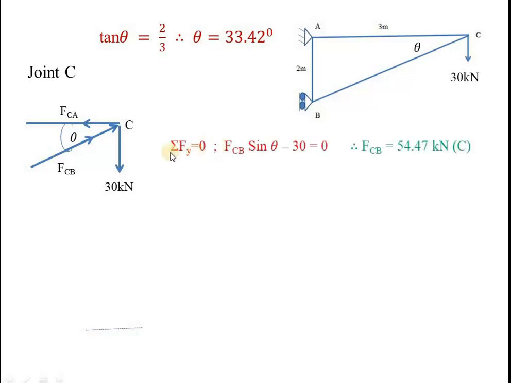If I now write sigma Fy equals 0, this is minus 30, and this is plus FCB into sin theta. If you simplify for FCB, you are going to get 54.47 kilonewton. You are getting a plus answer, which means the assumed direction is right. What we assumed is towards the joint, so it is compression. Then if you write sigma Fx equals 0, this is towards right, therefore FCB cos theta, and this is left, minus FCA equals 0. If you solve by substituting FCB equals 54.47, you will get FCA equals 45.46. Again I get a positive answer, which means the assumed direction is right. Assumed away from the joint, it will be tension.